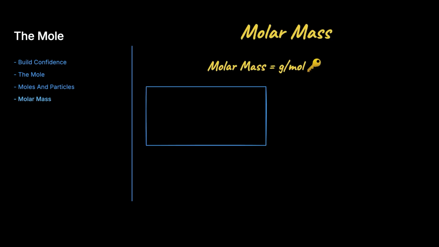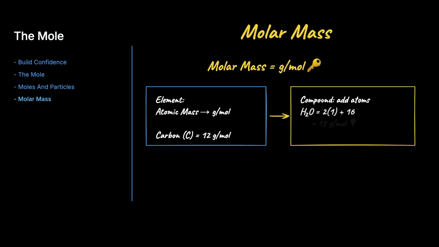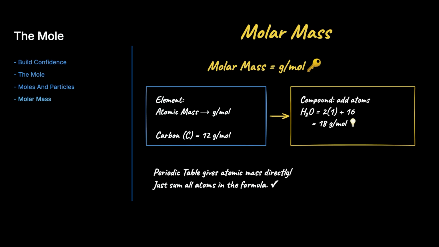Molar mass is the mass of 1 mole of a substance, measured in grams per mole. Here is the elegant connection. The molar mass of an element in grams equals its atomic mass straight from the periodic table. For a compound, you simply add up the molar masses of every atom in the formula to find it.